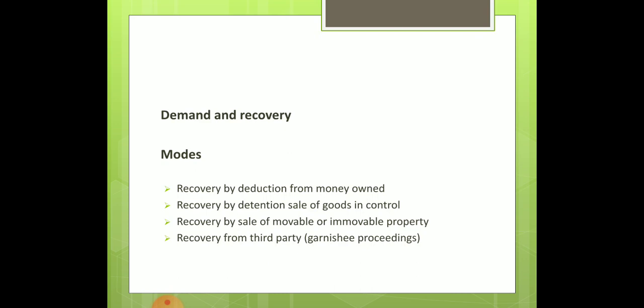Lastly, on that demand and recovery, there are four modes. The first one is recovery by deduction from money owed, and then recovery by detention and sale of goods in control, and recovery by sale of movable or immovable property, and recovery from a third party, that is garnishing proceeding. Thank you.